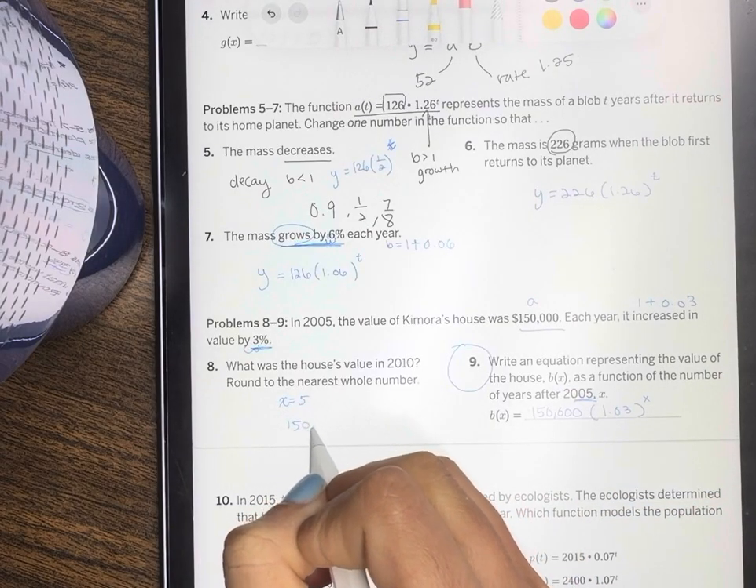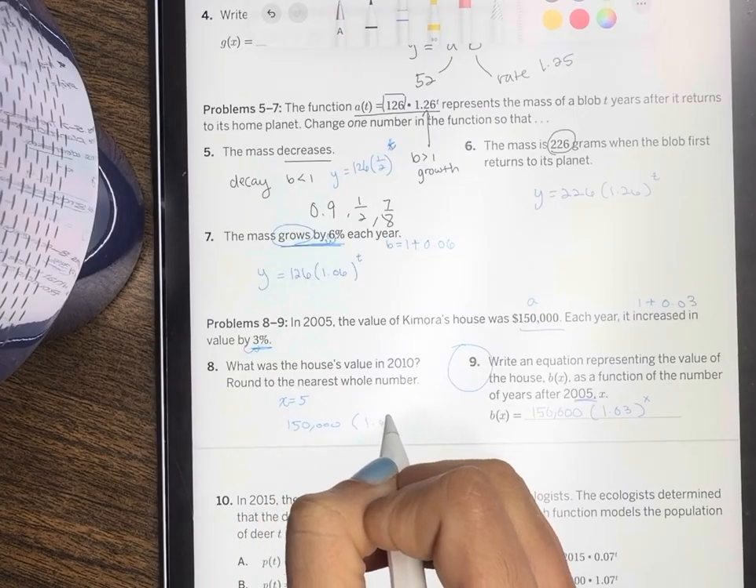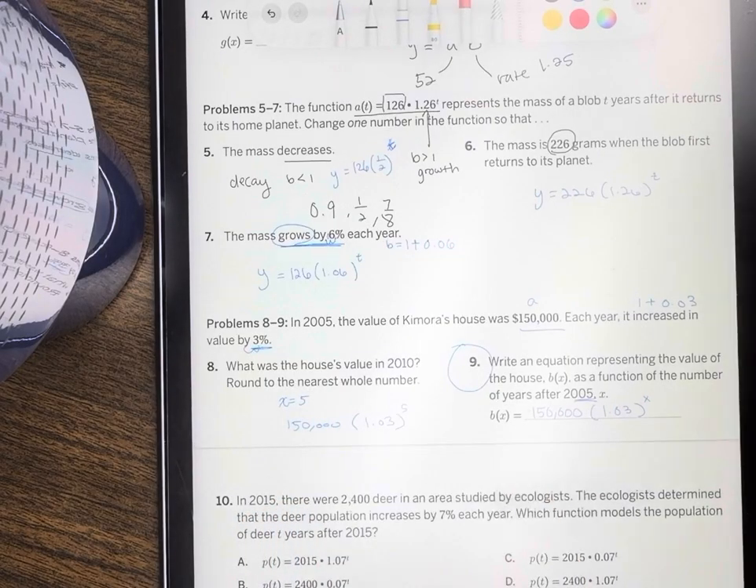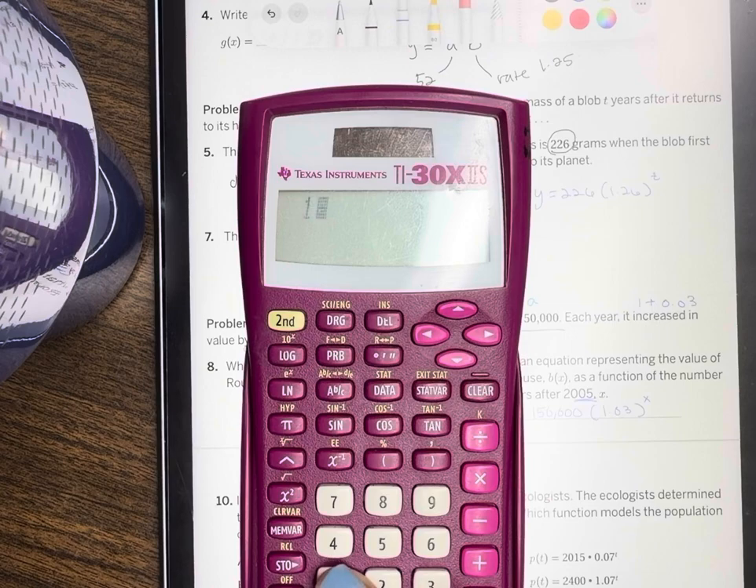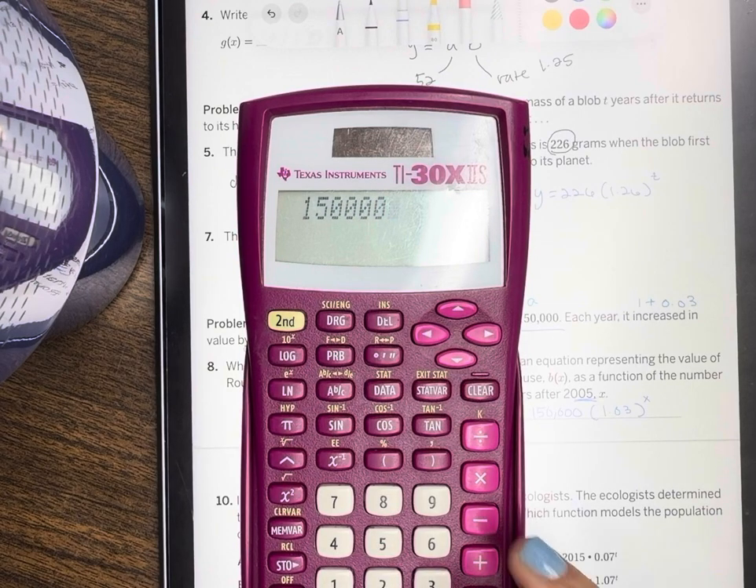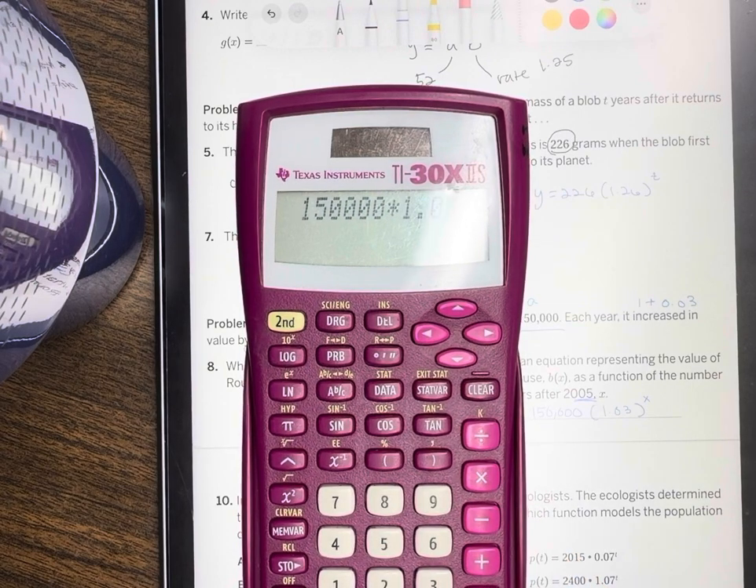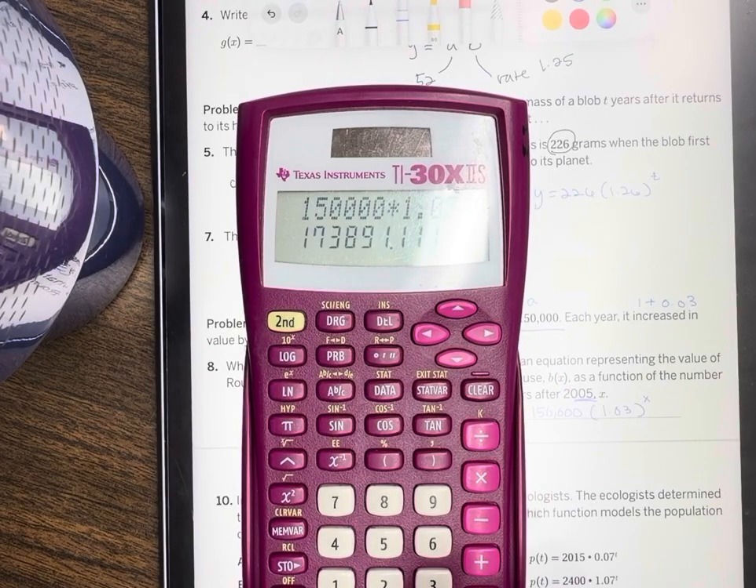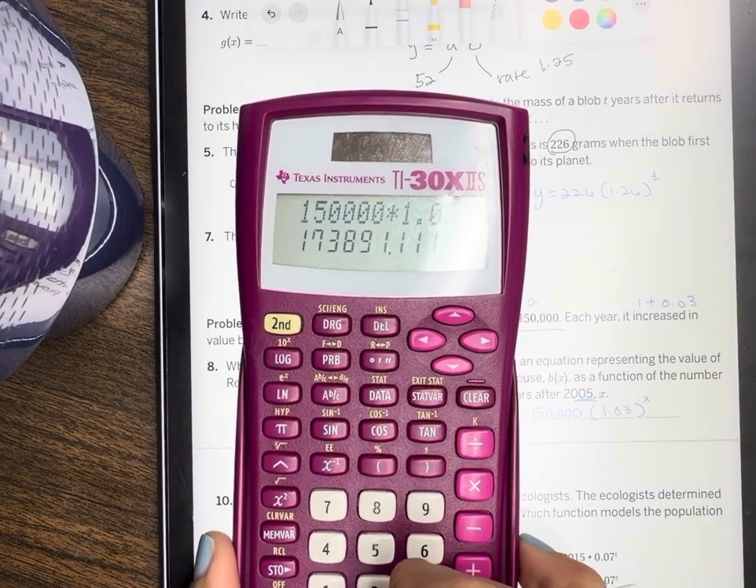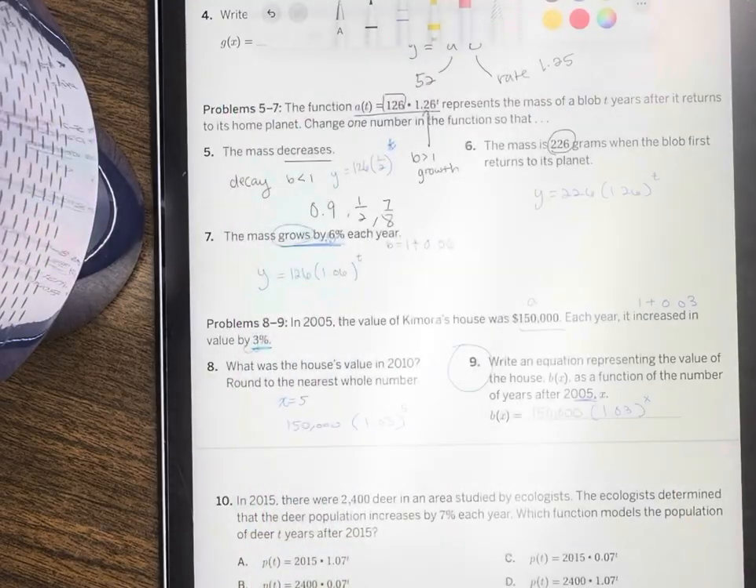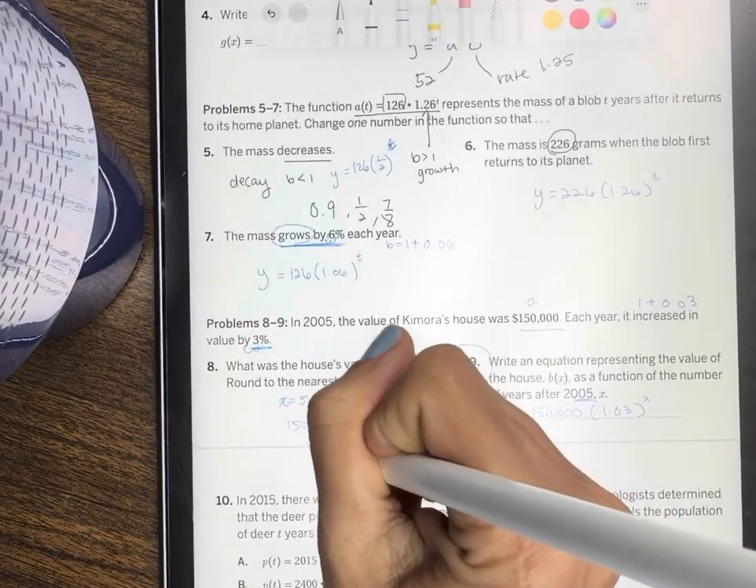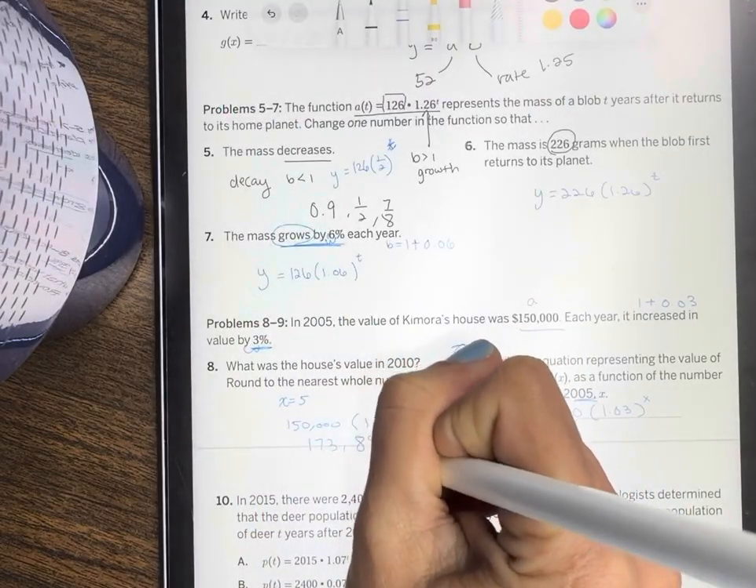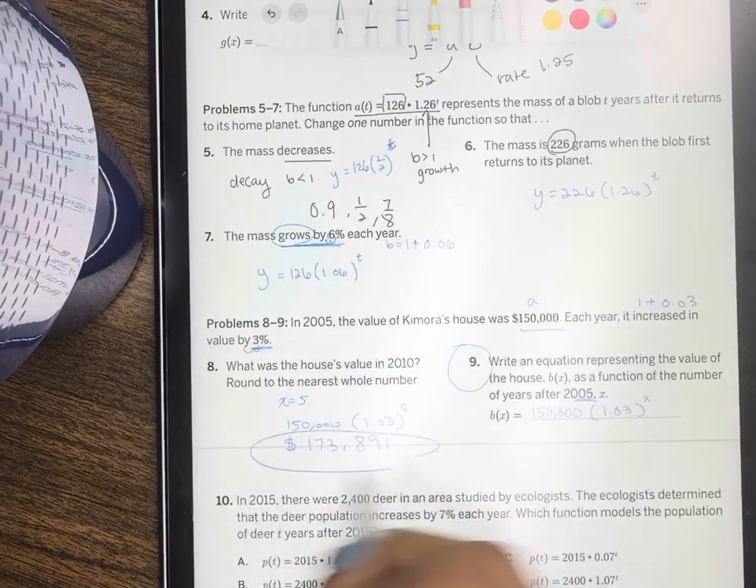So I just plug 5 into here. It's 150,000 times 1.03 to the 5th power, which is going to go into the calculator like this. $173,891. Okay.